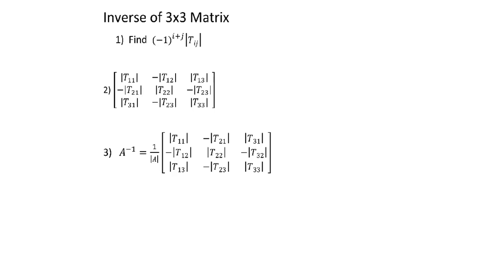Now let's figure out the inverse of a 3 by 3 matrix. Still, you need to figure out this. Remember, as long as it's not on the diagonal line, it will be negative. After you get this one, you need to switch: these two switch, these two switch, these two switch. So you get this. Then you multiply by 1 over the determinant of A. This will be your answer.